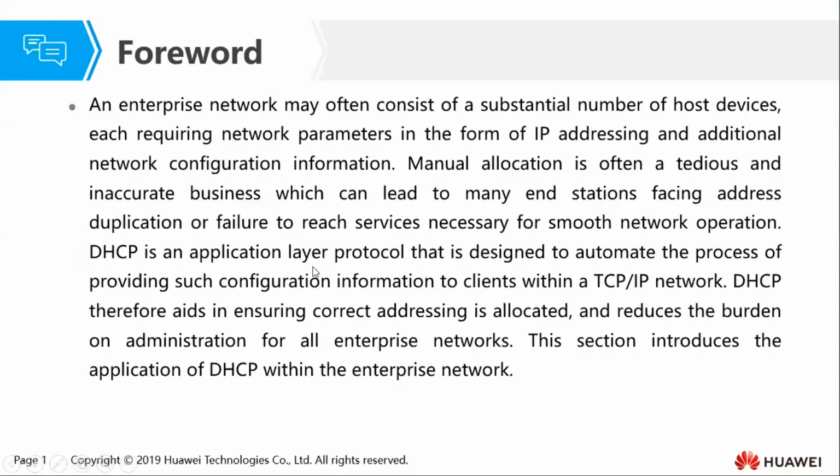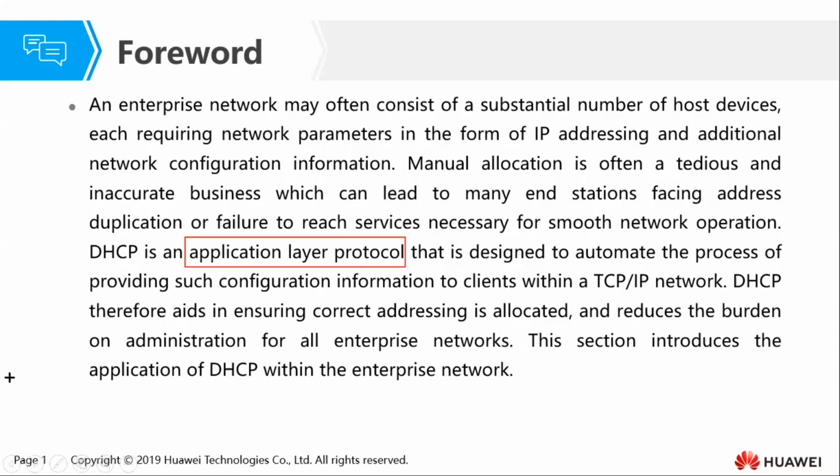DHCP is an application layer protocol, application layer. So the next three protocols that we're going to look at are actually application layer protocols: DHCP, Telnet, and also FTP. So DHCP is an application layer protocol that is designed to automate the process of providing such configuration information to clients within a TCP/IP network. DHCP therefore aids in ensuring correct addressing is allocated and reduces the burden on administration for all enterprise networks.